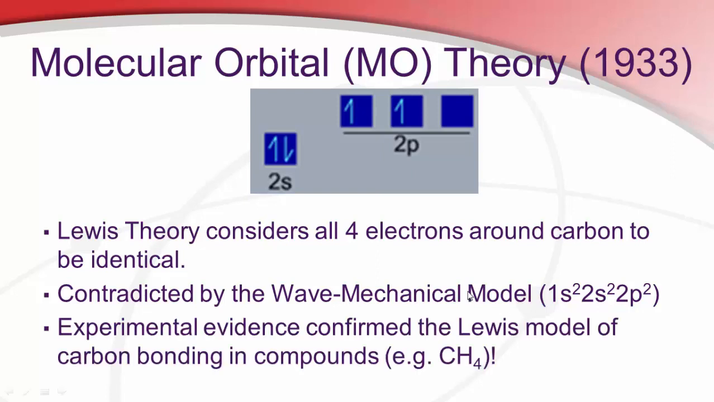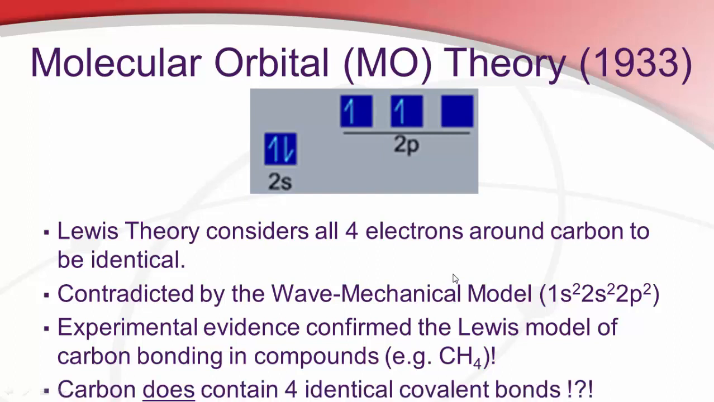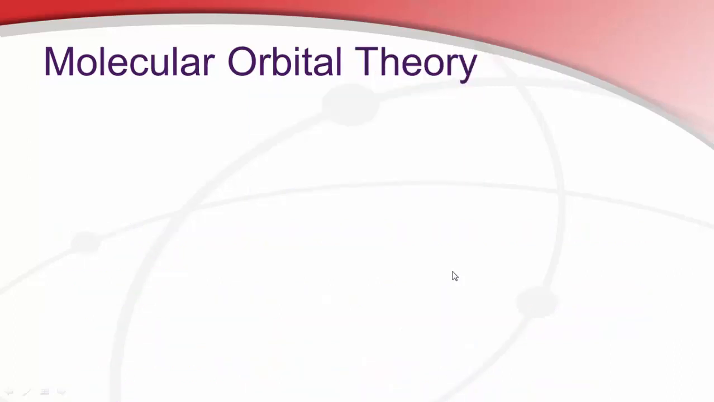Now there's a problem here, and the problem is that extensive evidence has proven that in methane all 4 bonds between carbon and hydrogen are identical. So we've got a big problem associated with a simple molecular orbital theory and carbon, and by the way, many other bonding types as well. So what's going on? How can carbon contain 4 identical covalent bonds?